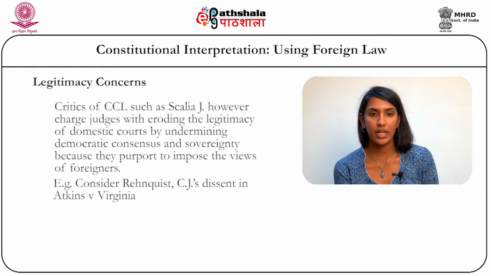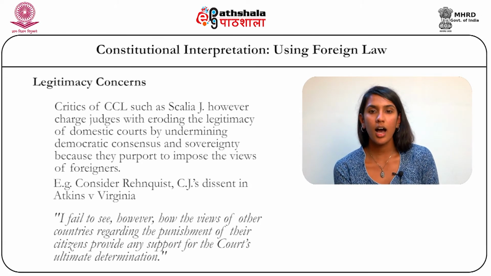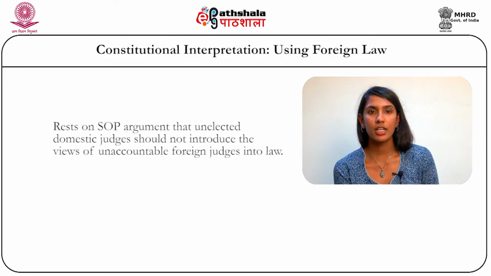on the death penalty, where he says, and I quote here, "I fail to see, however, how the views of other countries regarding the punishment of their citizens provide any support for the court's ultimate determination." So, this legitimacy objection thus rests on a democratic objection and an American exceptionalism argument. The democratic objection rests on a separation of powers argument that unelected domestic judges should not introduce the views of unaccountable foreign judges into law.